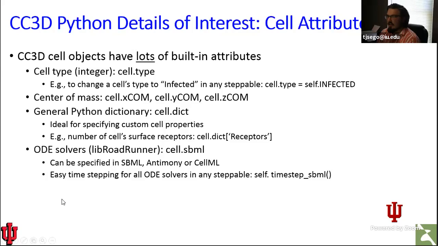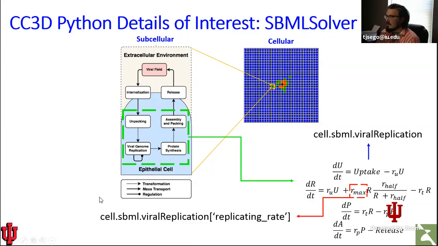And in CC3D Python stepables, there's just a very basic convenience function defined for the stepables. It's called timestep SBML, and this just tells the CC3D simulator to integrate in time every ODE solver that's been defined, whether by cell or in general. So this is an example of this, again, shown here in the bottom right. This is the viral replication model. Again, this is modeled with 4 ordinary differential equations.